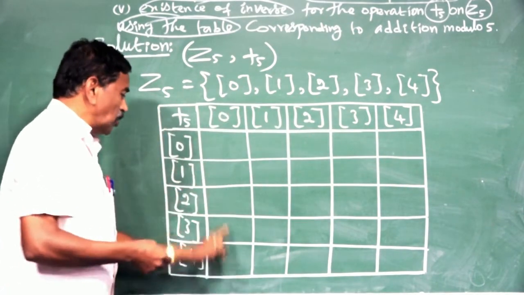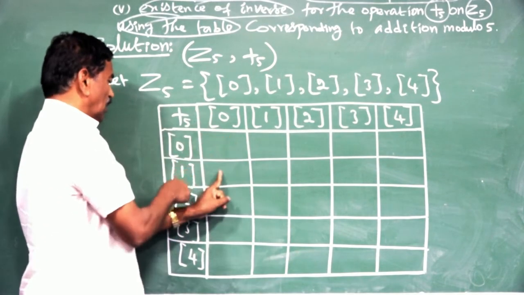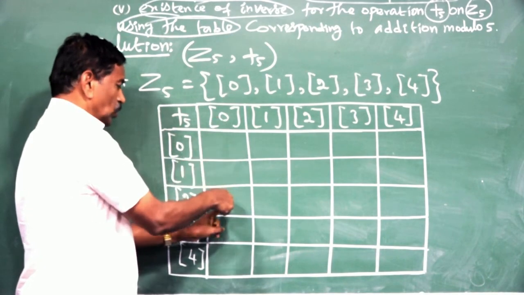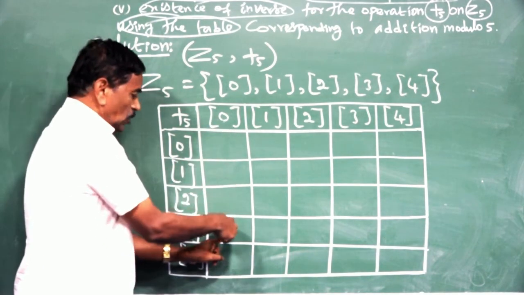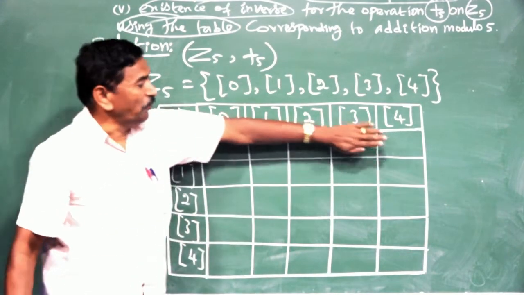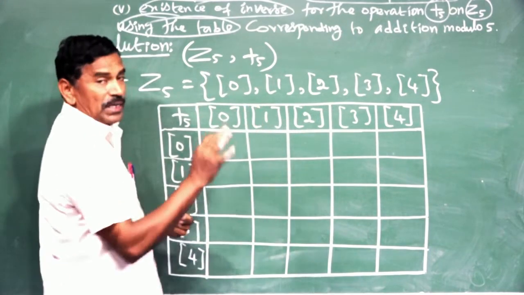Now listen, come to the first column. Here keep it in the mind. Say 0 plus 0, 0. 1 plus 0, 1. 2 plus 0, 2. 3 plus 0, 3. 4 plus 0, 4. So, first row and first column, fix it as it is. You want to write, we can fill easily.